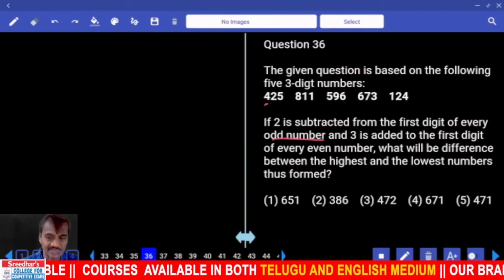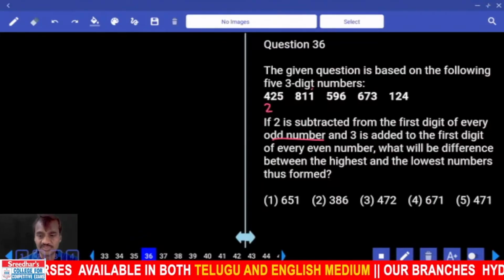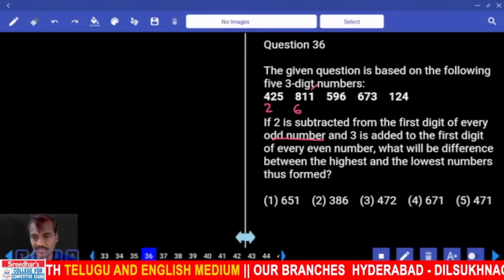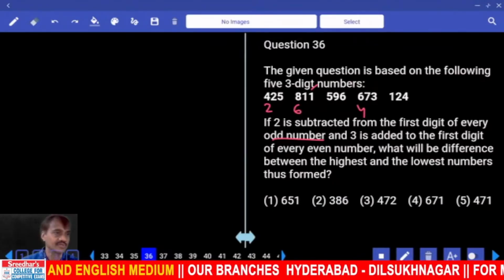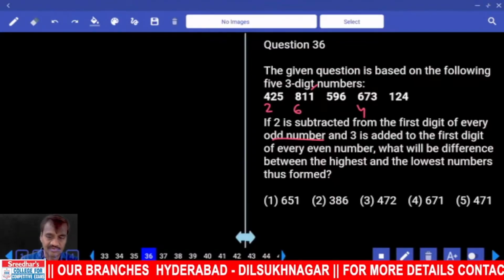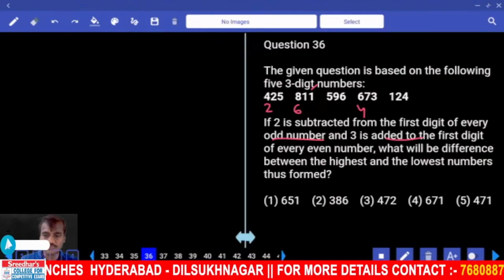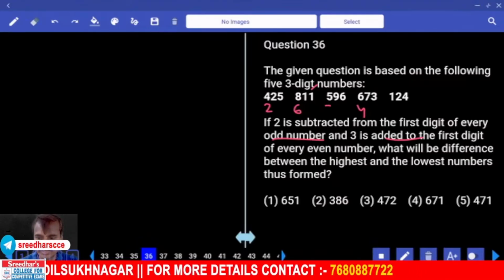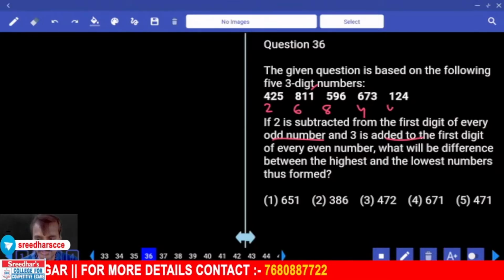And 2 is subtracted means 2 must be here. Now this is again an odd number, 8, 11. Now 2 is subtracted. Now even, now 2 is subtracted. Clear? 2 is subtracted from the first digit of every odd number. 3 is added to the first digit of every even number. 596 is an even number. Then 3 is added, this will be 8. Now this will be 4.